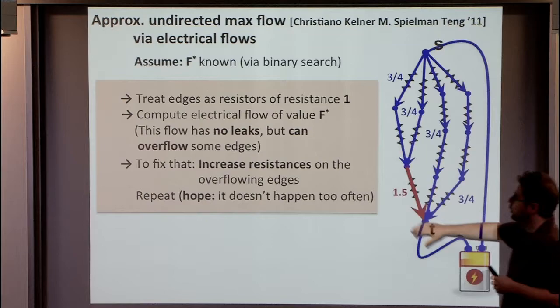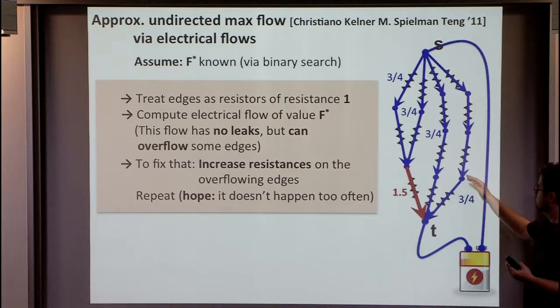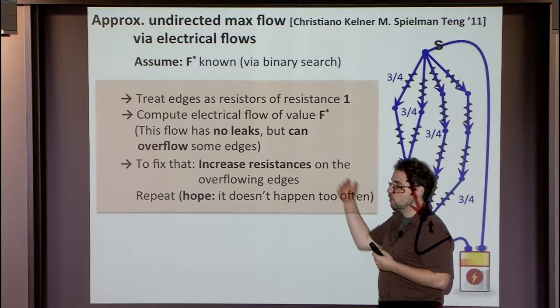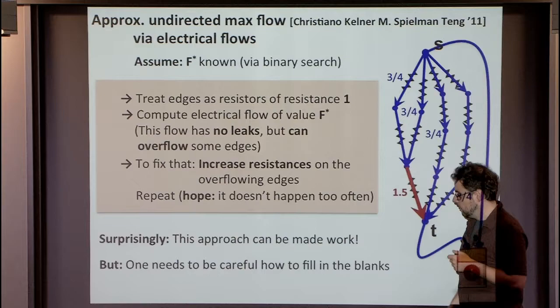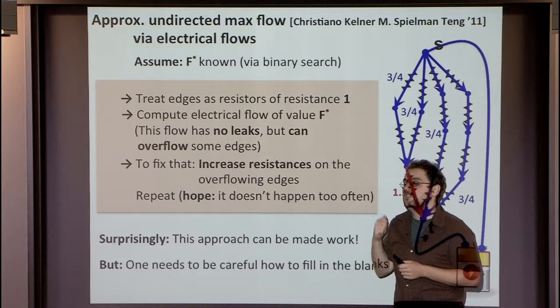We look at this flow, and we know that the flow conservation constraints will always be preserved, but the problem will be that some of the edges might be flowing too much. What we'll do is increase resistances on these overflowing edges in some way, and then repeat, and we hope that we will converge after not too many iterations. Okay? So this is the general outline, and it can be made to work. But again, this is just an outline, and we have to be very careful about how we instantiate different details of this algorithm. And that's what we will do today.